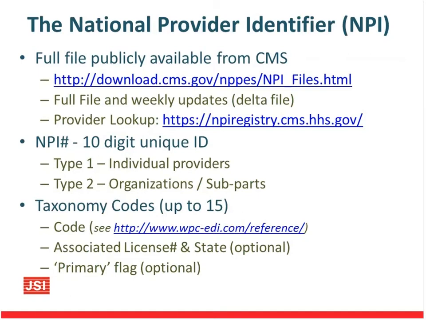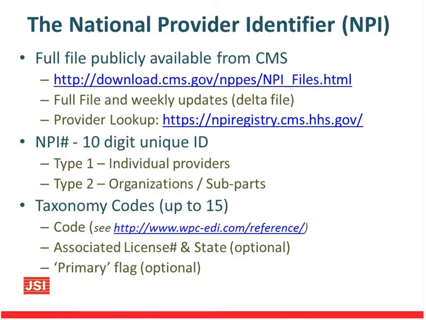And then the provider lookup is another place where you can actually go and look up anyone's MPI number individually. So if you have questions about a given provider you're seeing, sometimes you can go here and see what that provider looks like without downloading the whole gigantic file. For example, someone who's not in that file, you could go up and look and see what might be going on. MPI number, 10-digit number.